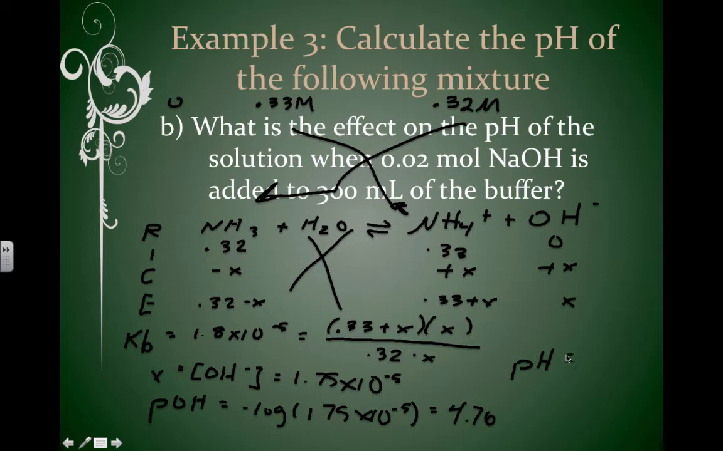and that will give us 9.2, 14 minus 4.76, right? So in our buffered solution, the pH was 9.1. And when we added hydroxide, the pH only went up to 9.2. So we say our buffer system is going to resist dramatic changes in pH. And maybe I haven't convinced you yet.